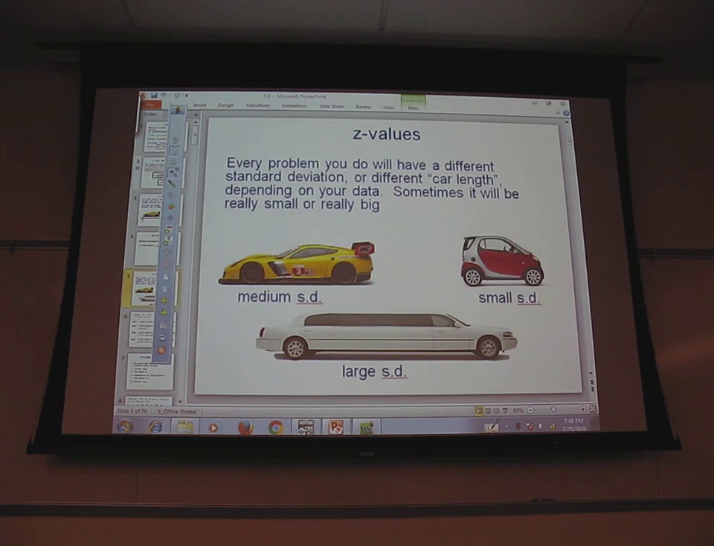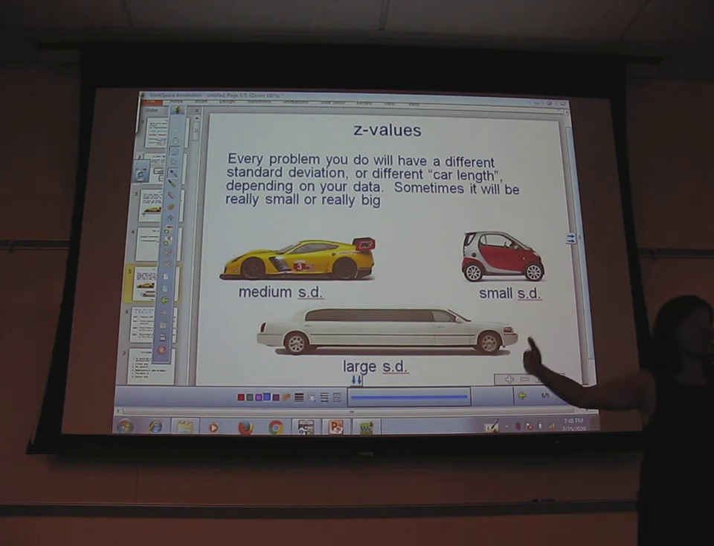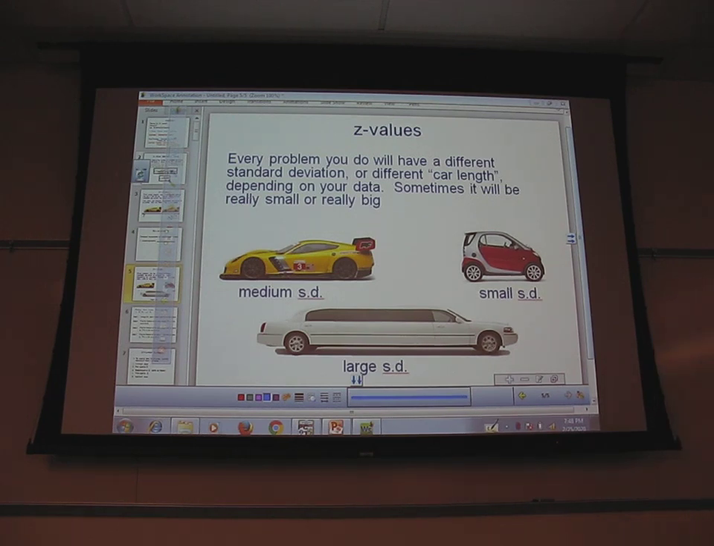Don't forget, every problem will have a different standard deviation. Kind of think of it like a different car length, right? If your data is really spread apart, the standard deviations are going to be really large. If your data is all squished together, the standard deviations are going to be really small. The standard deviation is kind of roughly on average, how far are most of the values away from the mean. It's kind of a measure of that to some degree.